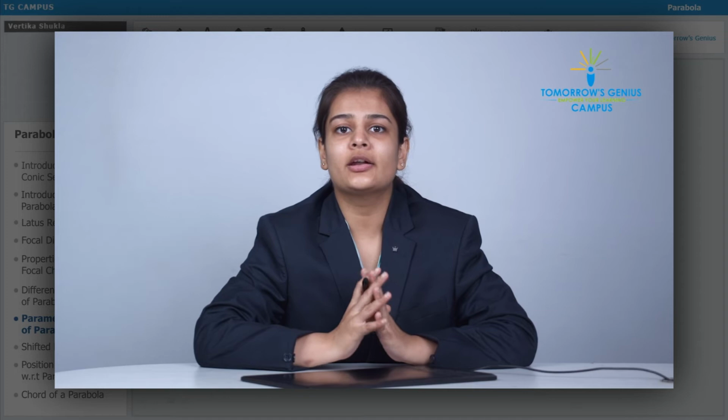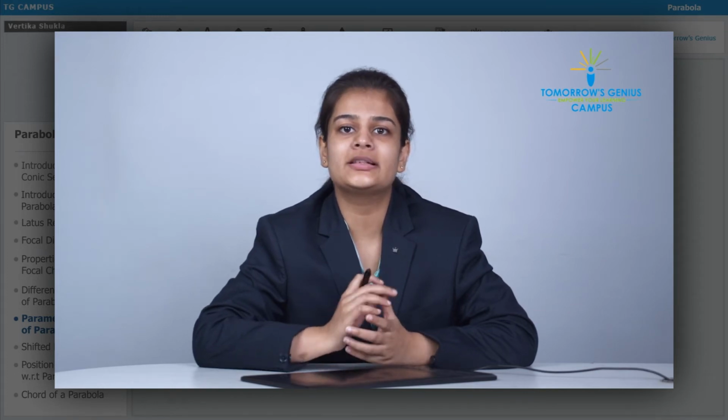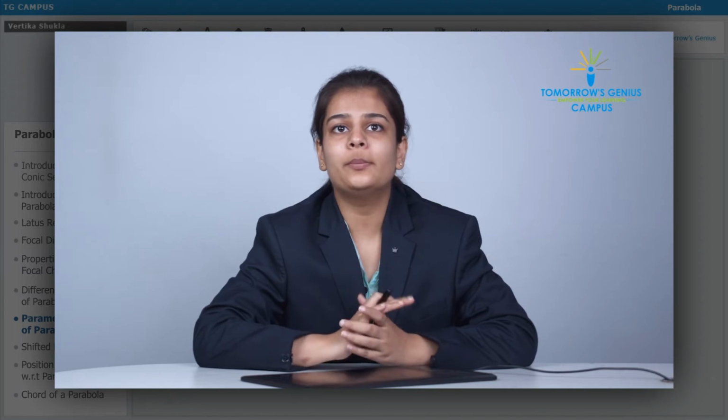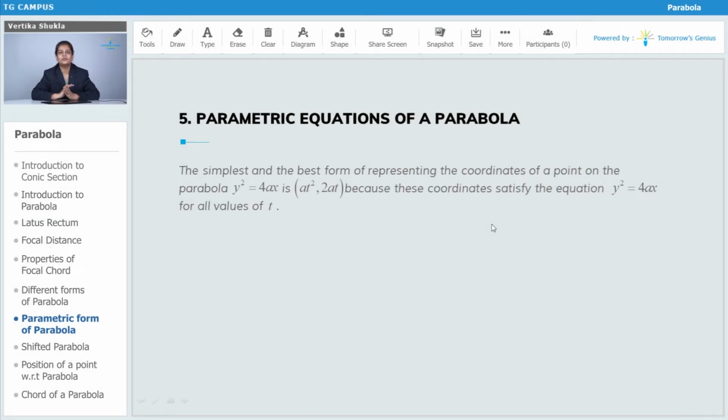We have discussed the standard forms of parabola in the Cartesian system, which was in the system of the coordinates x and y. Now we can represent these same standard parabolas in the form of a parameter also. So the simplest and the best form of representing the coordinates of a point on the parabola y square is equal to 4ax is at square, 2at, because these coordinates satisfy the equation of y square is equal to 4ax for all values of t.